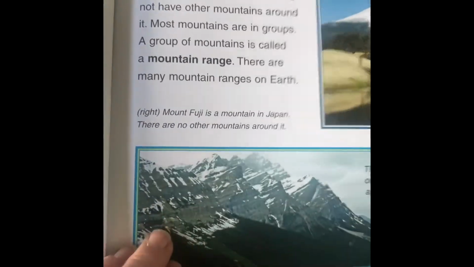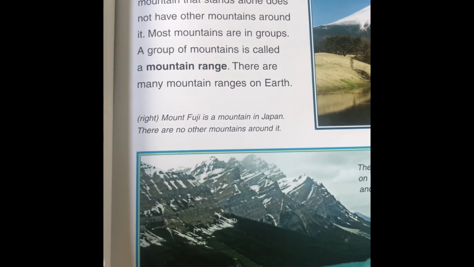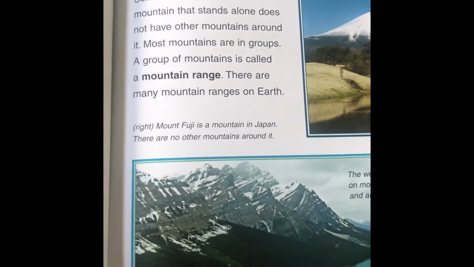Alone or in groups. Some mountains stand alone. A mountain that stands alone does not have other mountains around it. Most mountains are in groups. A group of mountains is called a mountain range. There are many mountain ranges on Earth.